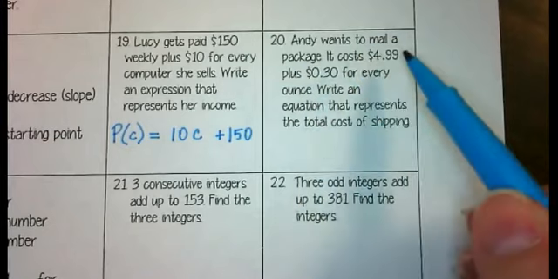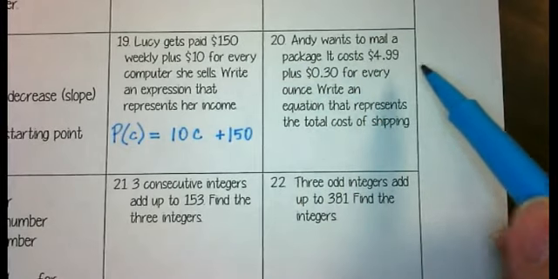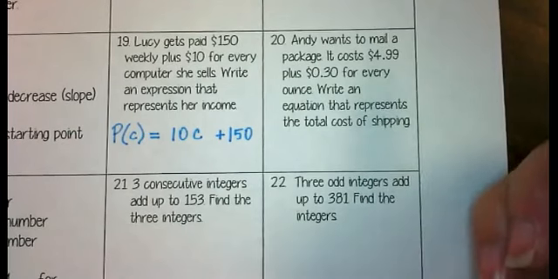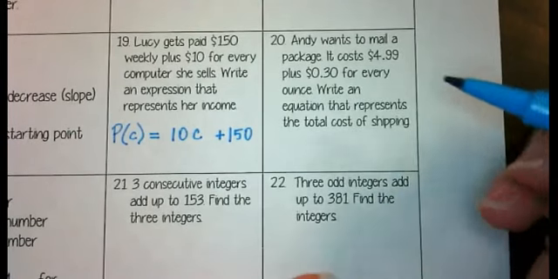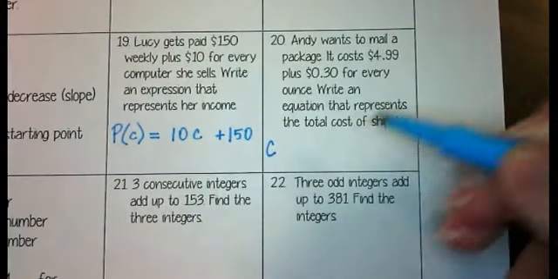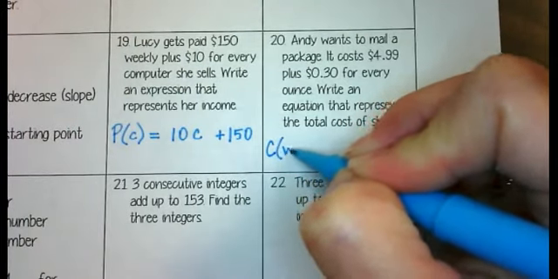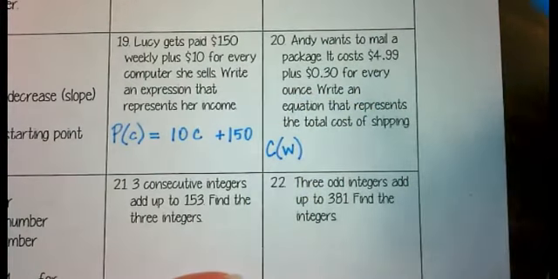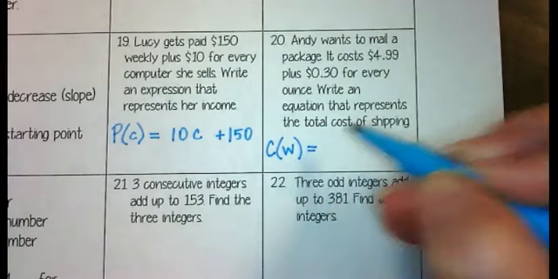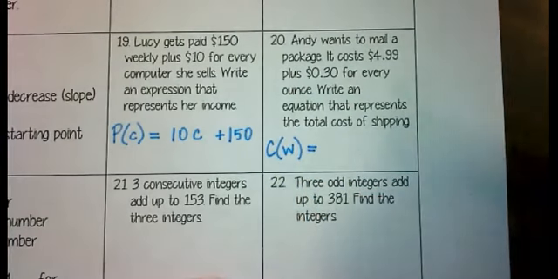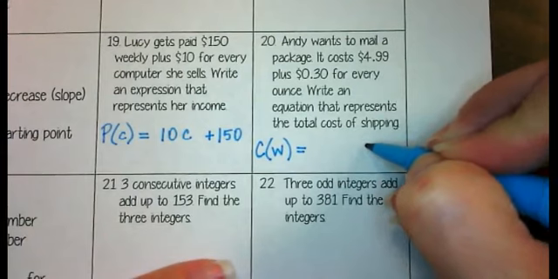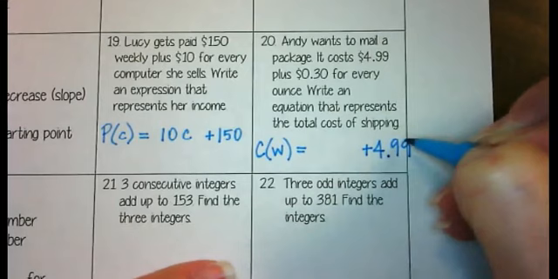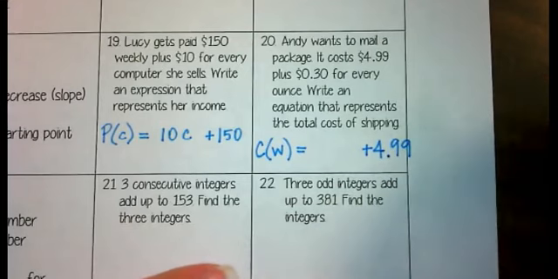All right, number 20, Andy wants to mail a package. It's going to cost $4.99 plus 30 cents for every ounce. So write an equation that represents the total cost of shipping. I'm going to say that the cost of shipping is going to depend on the weight of the package. I don't want to use O for ounce because it looks too much like a 0. So the cost is going to depend on how much the package weighs. We know that he has to pay $4.99 regardless of how much his package weighs.